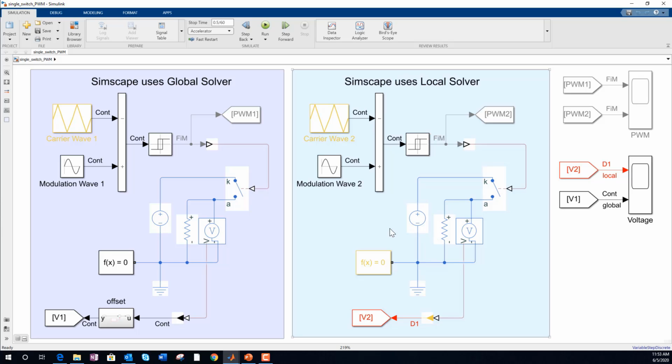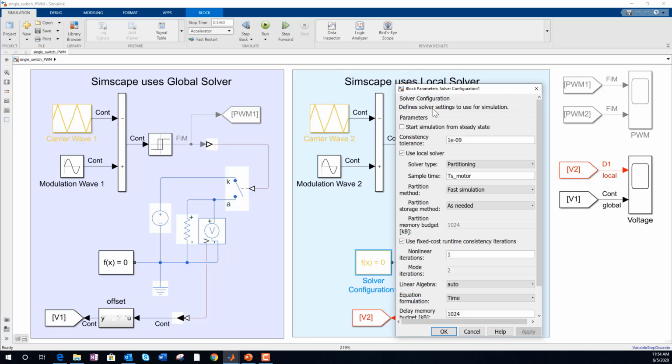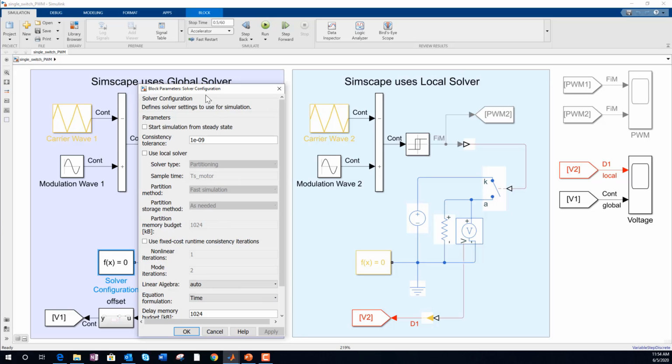The circuit on the right uses the Simscape local solver. So we see here on the solver configuration, I have local solver selected, and I'm using the partitioning solver in this case. Let me just bring up the solver configuration for the left side model. See, I do not have local solver selected. Therefore, it's using the Simulink global solver.